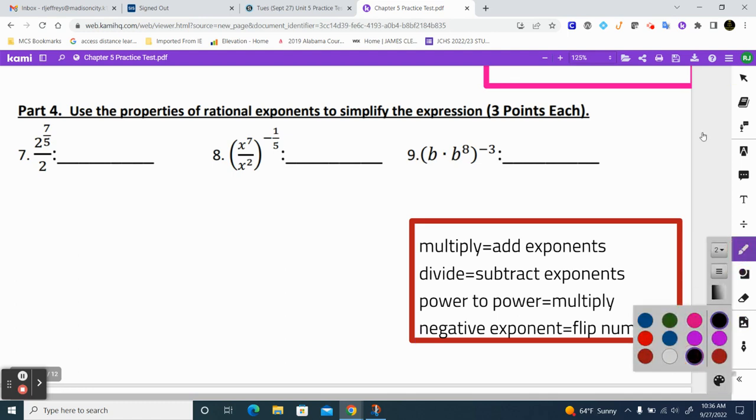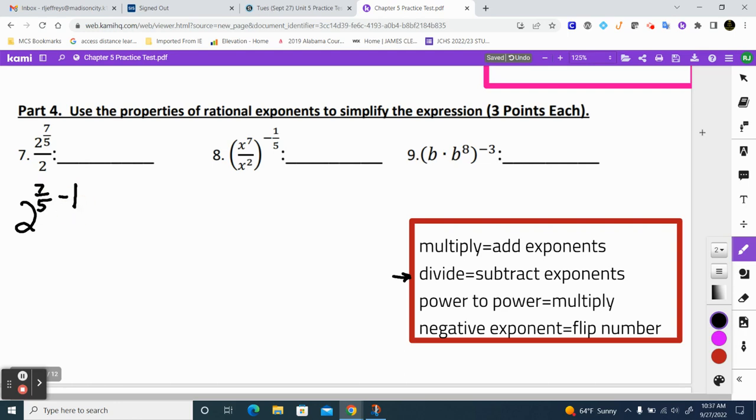So, looking here on number 7, this is the same base. I subtract the exponents. So, 7 over 5 minus, this is 1. That also can be written, if you have to understand it, 5 over 5. Well, if you have 7 of something and you take 5 of them away, how many do you have?